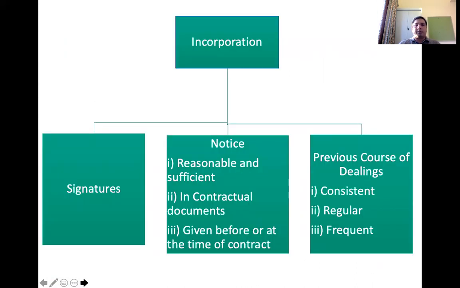So here is a graphic description of what we have covered so far. An exclusion clause could be incorporated into a contract when that contract is signed by the parties. Reasonable, sufficient notice must be given of the contractual exclusion in a contractual document before or at the time of the contract, not after the conclusion of the contract. Sometimes a previous course of dealing between the parties is regarded as valid incorporation of an exclusion clause, so far as the previous dealings are consistent, regular, and frequent.